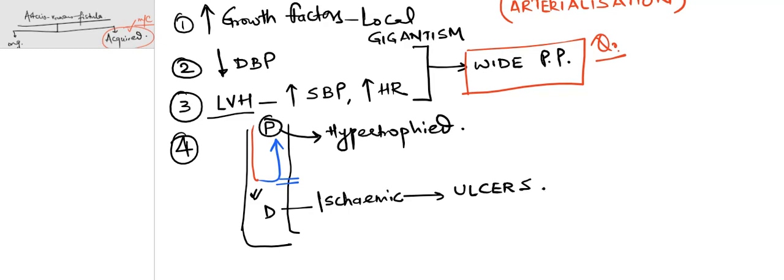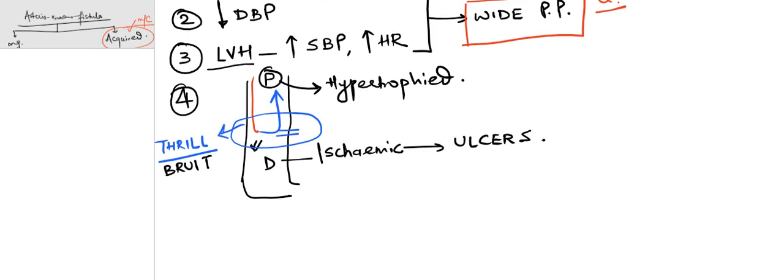Now if you palpate this region of the AV fistula, you actually feel a thrill, right? And if you auscultate the same, you'll notice the presence of a bruit. Now this brings us to an important point that can be asked as a question. Suppose we obstruct the arterial flow at this level, applying pressure to it. What happens is that the thrill goes away. No flow, no thrill. Same with the bruit.